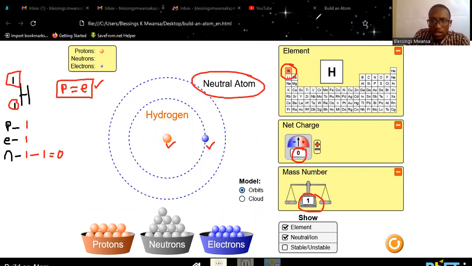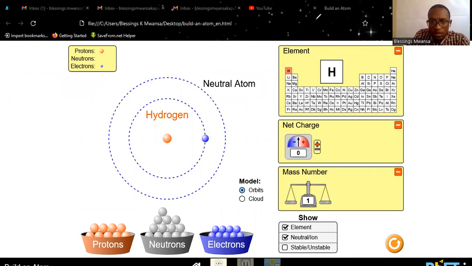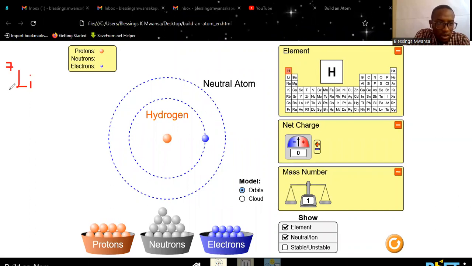Let's try to look at a different atom. For example, we want to build lithium. How do we build lithium? So we'll go to the periodic table and understand the nuclide of lithium. So lithium is Li, then there's 7, and there's 3, meaning my proton number is 3, my electron number automatically becomes 3, and my neutron number is 7 minus 3, which is a 4.